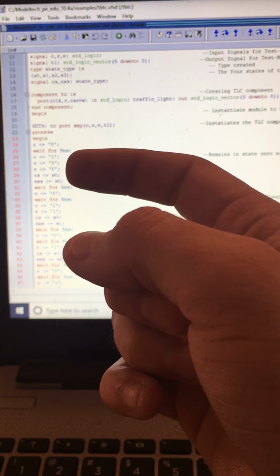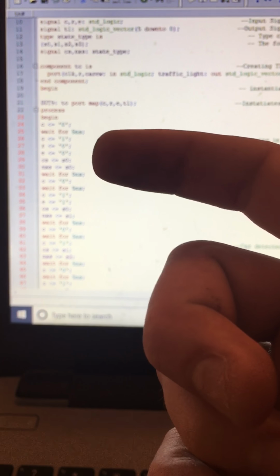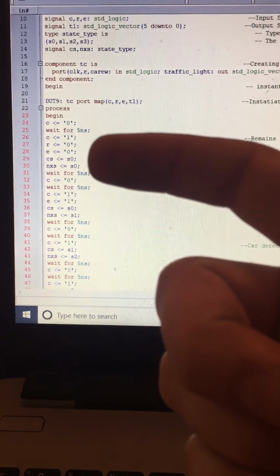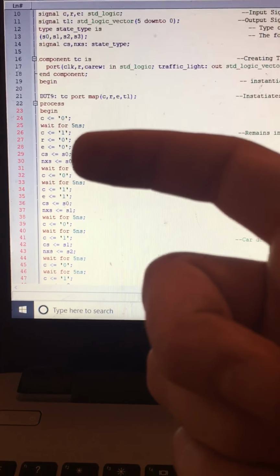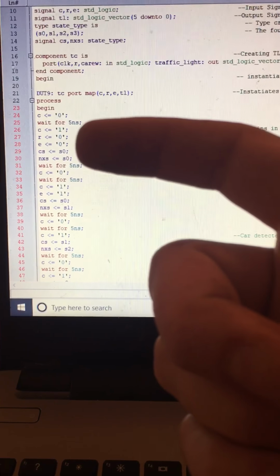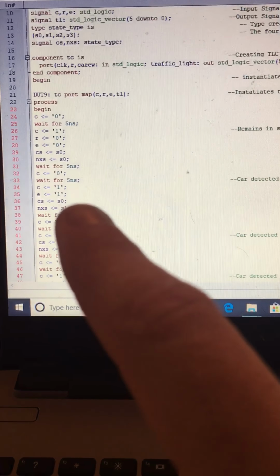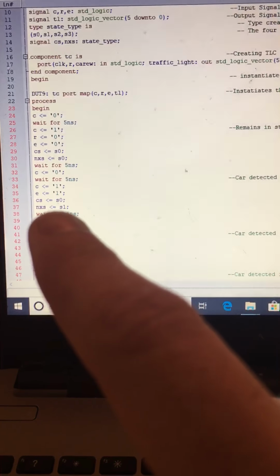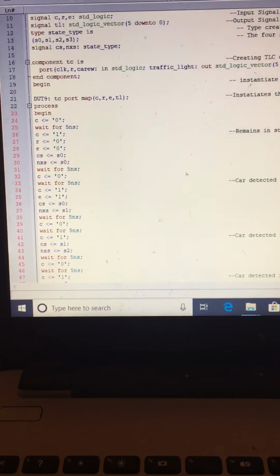Basically, at the first rising edge, I have the input that detects a car in east-west set to 0, so no car is being detected in the east and west. So it will stay in state 0, which is green north south. And then at the next rising edge, I have a car being detected in the east and west, so the next state will be state 1, which is yellow north south.